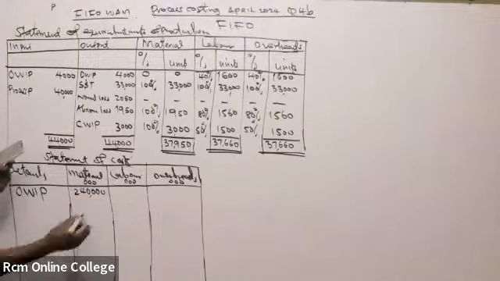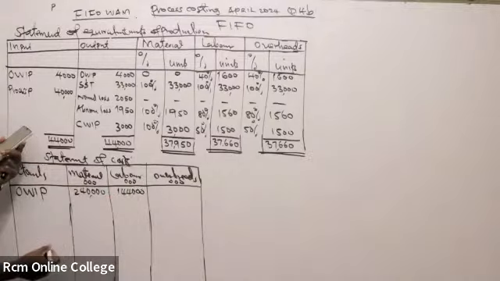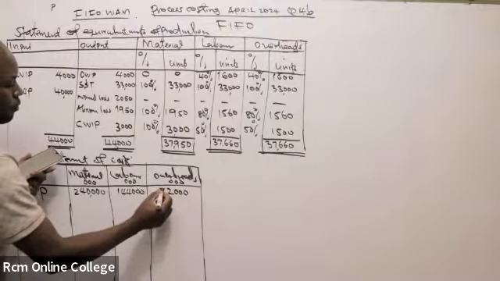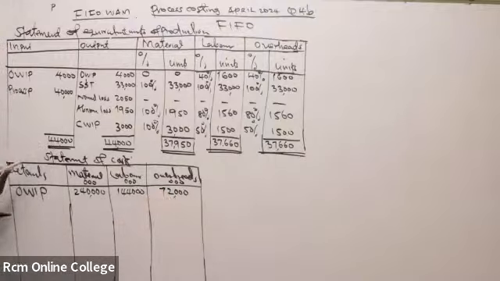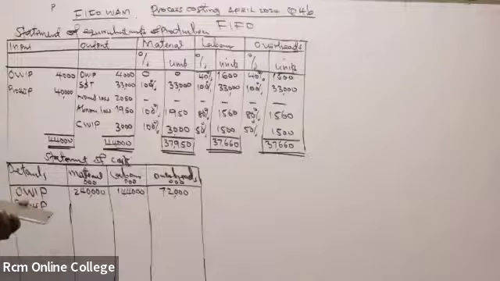Labor, we have 144,000. Overheads, we have 72,000. Good. From the opening work in progress, we have some material that was brought from process P. So let's bring in the process P items. Look at what we received from process P.